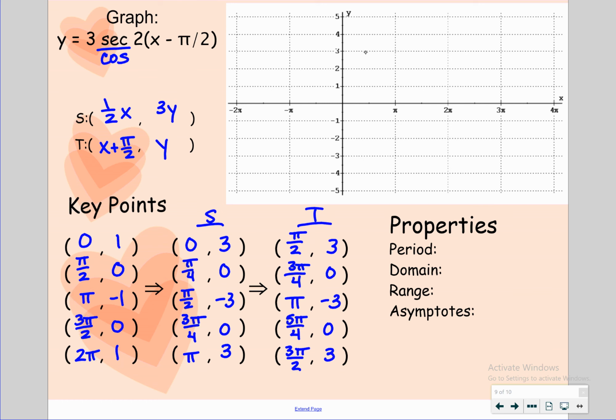Okay, I'm going to plot those points. So pi over 2, I'm at 3. 3 pi over 4, I'm at 0. Pi at -3. 5 pi over 4, back at 0. 3 pi over 2, I'm back at 3. Remember, those points should be equidistant. They should be making that wave shape. And that's one period of the cosine function. I'm going to sketch a second one. Okay. And that's enough for my graph.